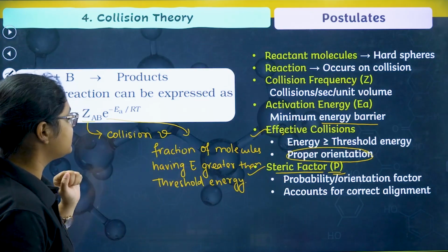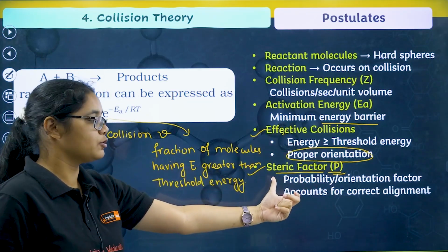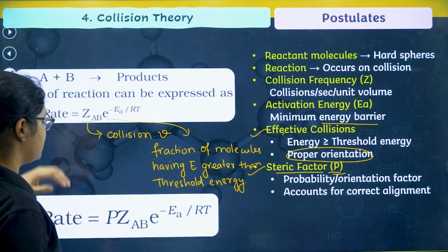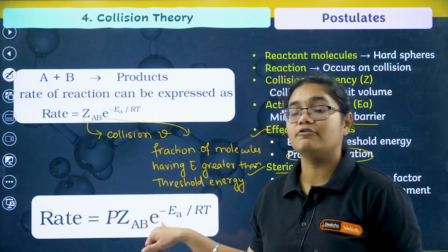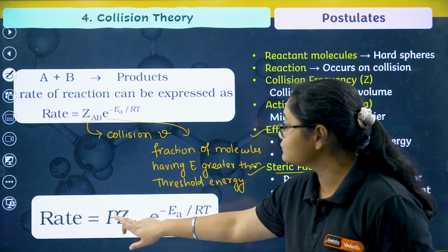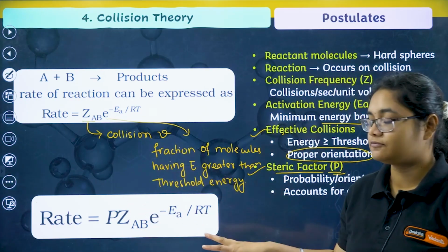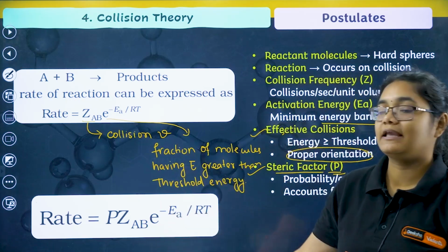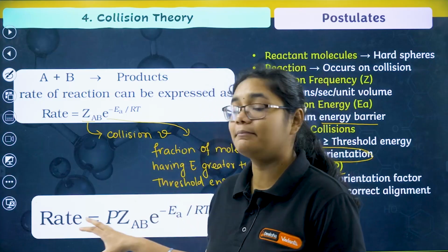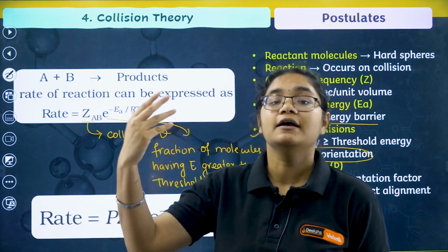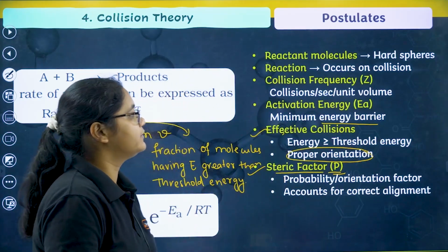Next, what happens? Next is this factor which came as proper orientation. To represent this factor also, the equation is finally modified, where we have P into ZAB into e to the power of minus EA by RT, where P is the probability or orientation factor, ZAB is the collision frequency, and e to the power of minus EA by RT is the fraction of molecules having energy greater than the threshold energy. Okay, so this is all about collision theory.